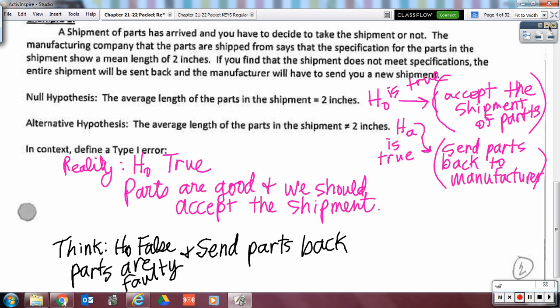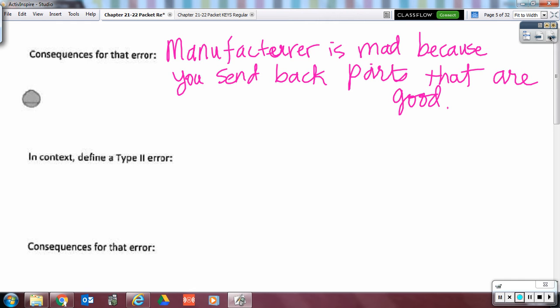What does it mean if the null hypothesis is false? What should I do if the null is false? I should reject it. And what should I do with my parts? I should be sending them back. But guess what? I'm going to fail to reject them. Type 2 error. Yeah, so here we go.